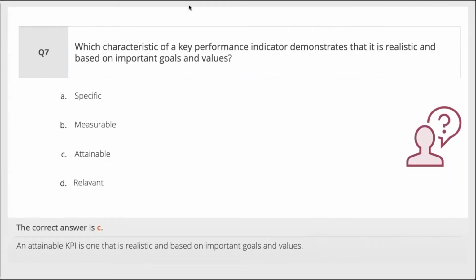The answer is: an attainable KPI is one that is realistic and based on important goals and values. Attainable means it is something that you can do. It's realistic.